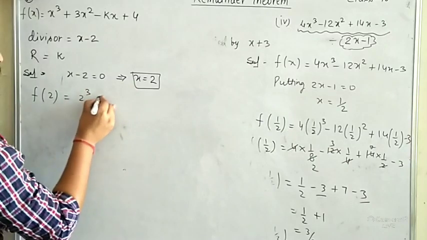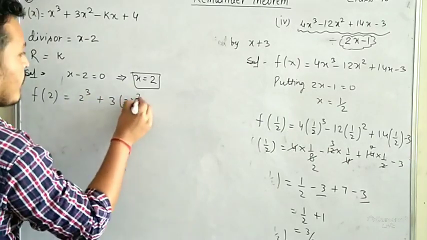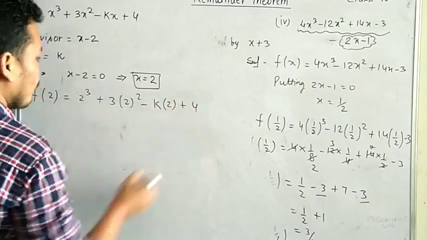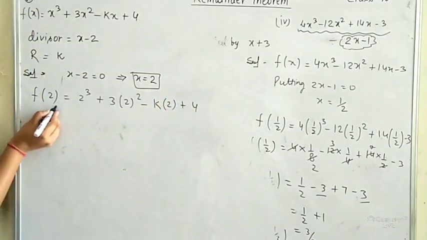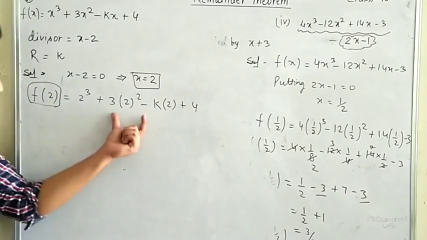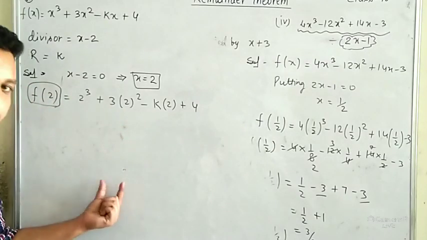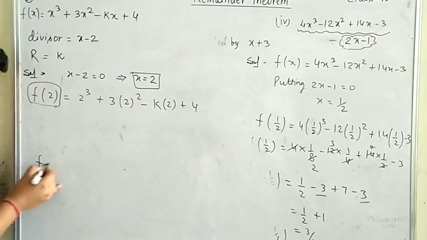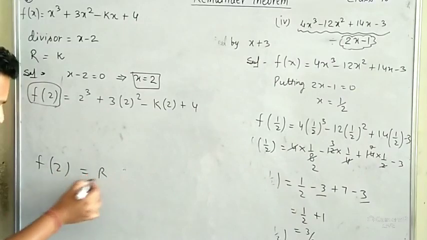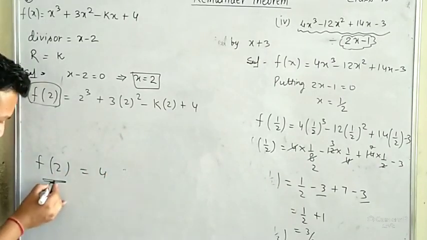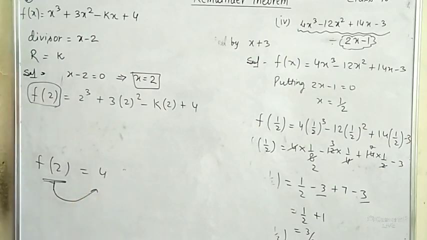So then 2 cube plus 3 and 2 square minus k and then 2 and plus 4. Okay, now tell me this part, this final f2, when we solve the right hand side, at last what we will get? Remainder we will get, and remainder is denoted by f2 is equal to remainder. This thing can be anything, it will be 4, it will be any number. So this f2 is represented as the remainder.